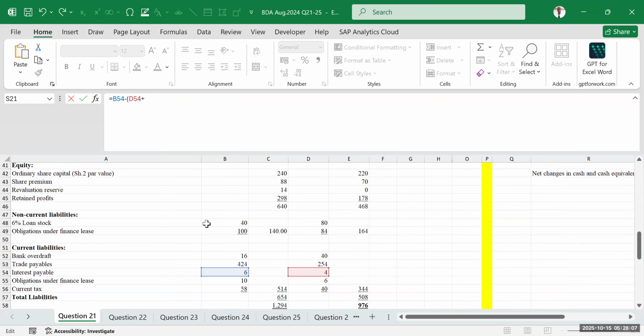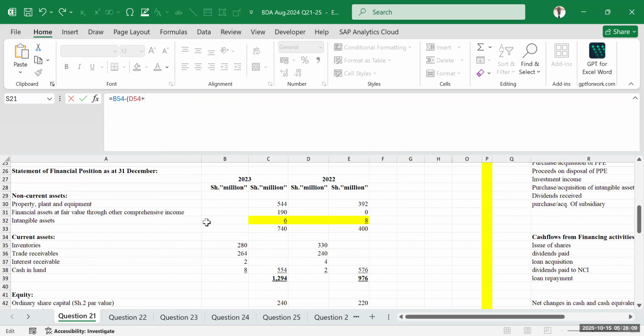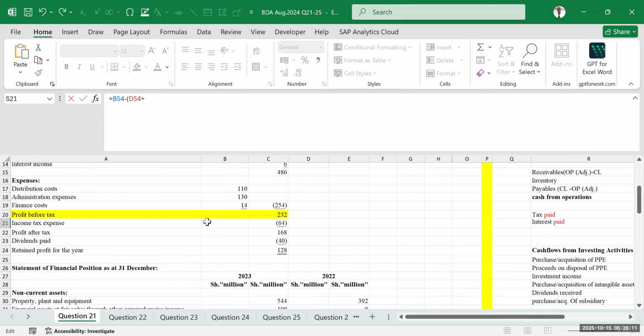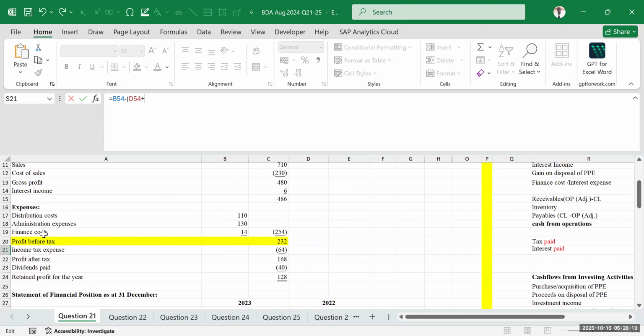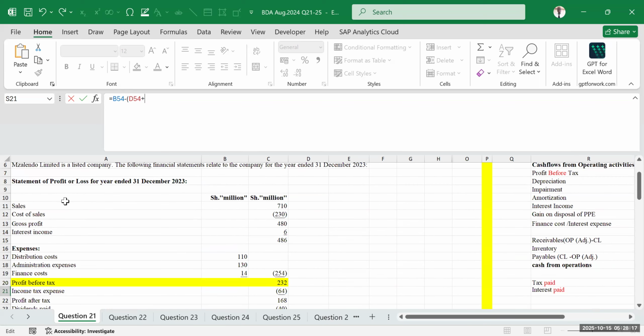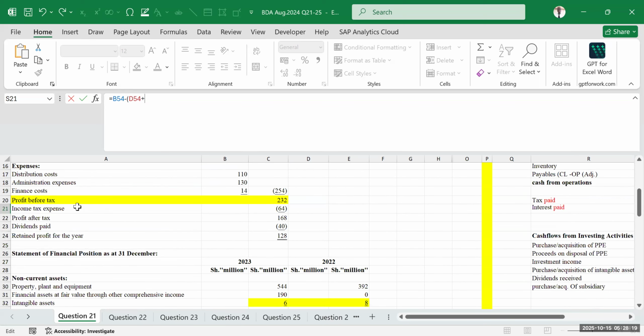Where do we get it? From the income statement or from the statement of financial position. And we can all go and see there is finance cost of 14 million in our statement of profit or loss. So I will go and just pick it. Finance cost. I pick the 14 million like that. So after I pick the 14 million, I just close the bracket because that's all the adjustment we have.